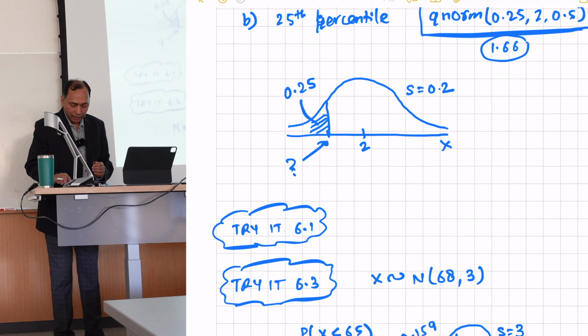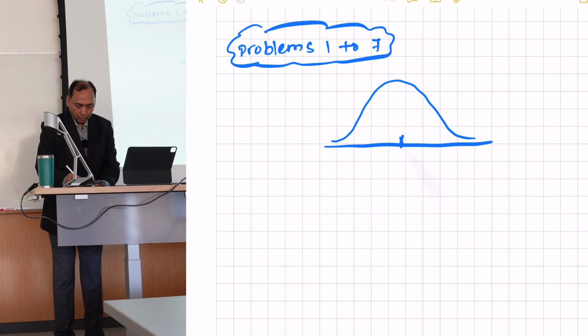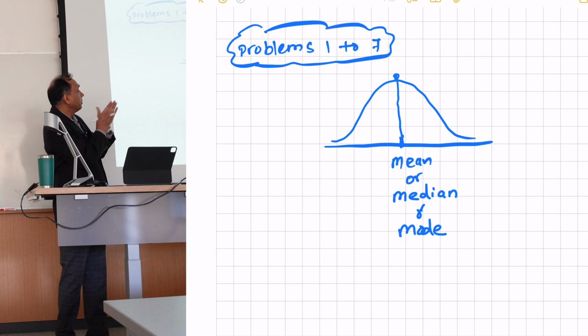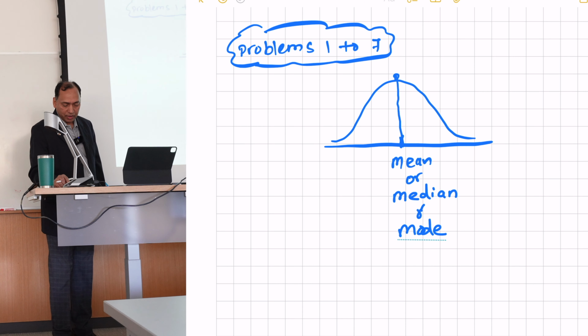So mean, median, mode, all three are exactly the same for a normal distribution. Your picture looks like this for a normal distribution. So the maximum value is your mean or median or mode. Mode is the maximum value, median is the middlemost value, mean is the average. So all are exactly the same if your distribution is symmetric.